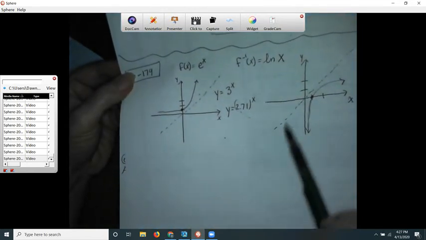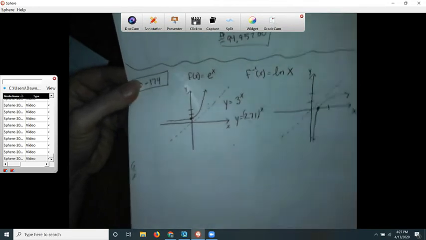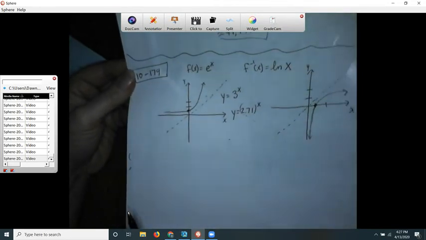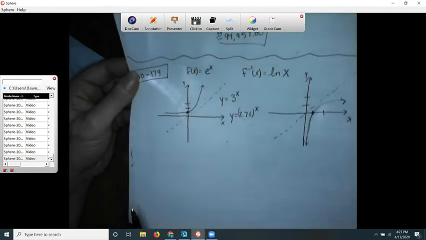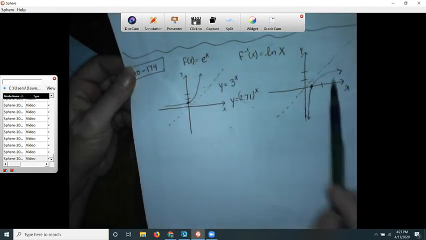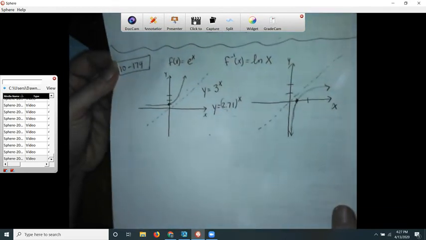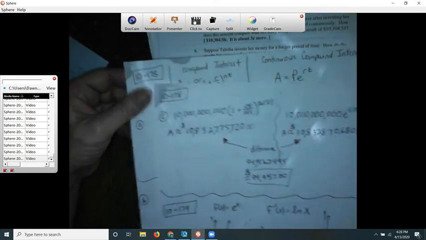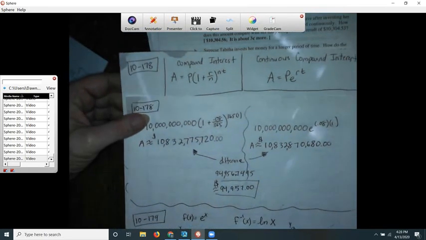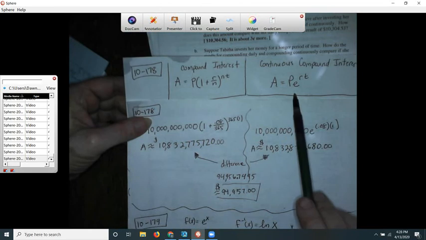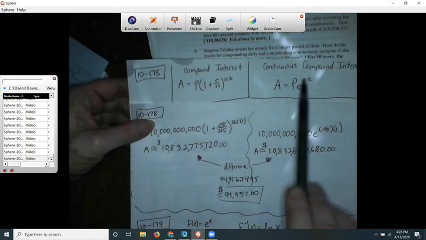So I just wanted you to see what the graphs look like, and this is the last section in the chapter, so we'll probably get back around to some of this stuff later, but the main thing is that you know what e is, and we usually use it for compound interest.